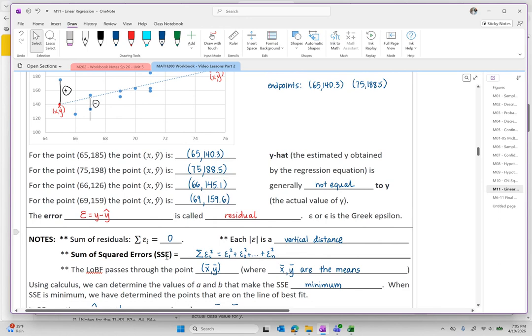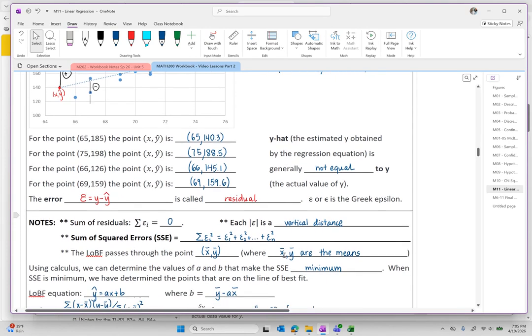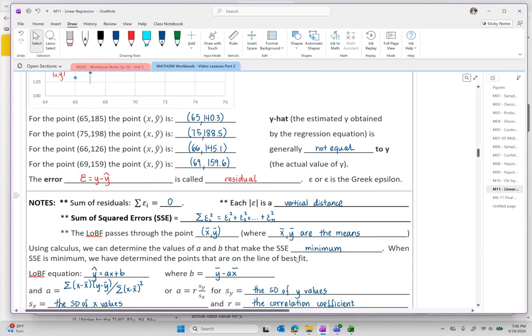We calculate the sum of squared errors, SSE, as the sum of these residuals squared for every single point. If we have n data points, we will calculate this vertical distance. Remember, the distance is the distance of the y's from the theoretical y's, and the line of best fit will minimize those sum of squared errors, and it passes through the point x bar, y bar. X bar, y bar are the average values for the x data values and the y data values. So x bar and y bar are the means of our data points.